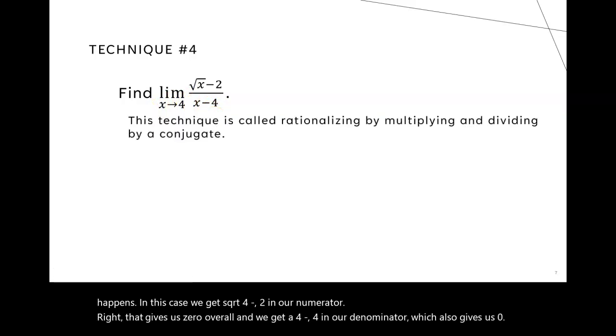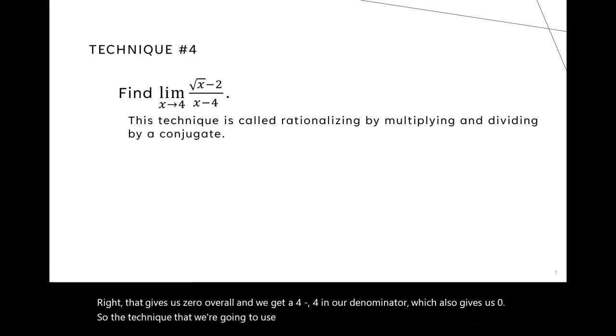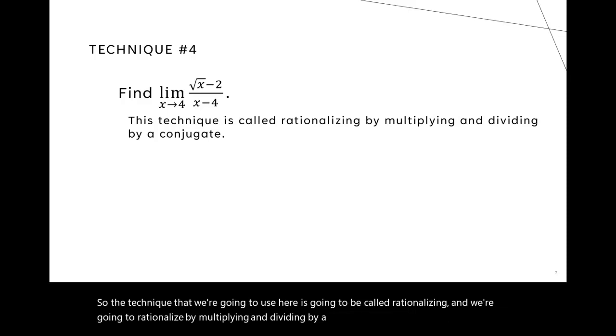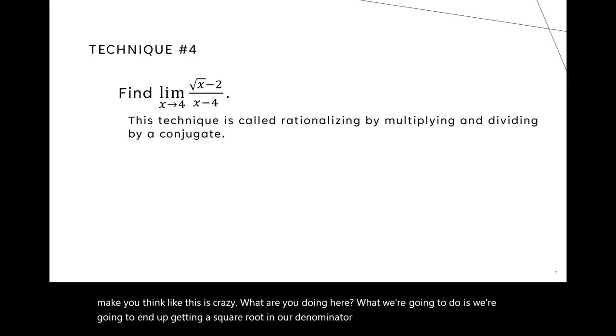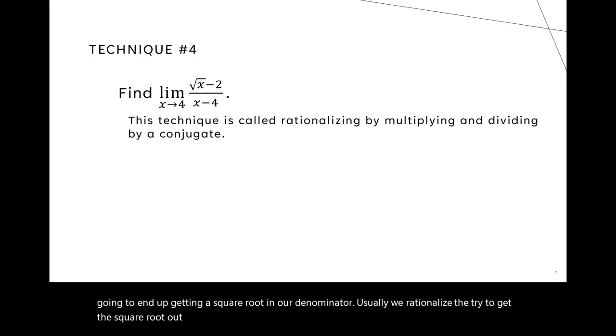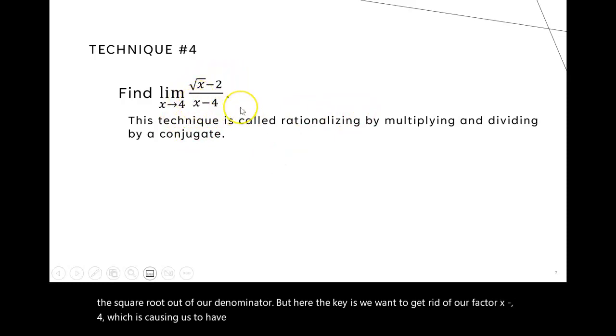The technique we're going to use here is called rationalizing, and we're going to rationalize by multiplying and dividing by a conjugate. Now, your algebra brain might make you think, this is crazy. What are you doing here? We're going to end up getting a square root in our denominator. Usually we rationalize to get the square root out of our denominator. But here the key is we want to get rid of our factor x minus 4, which is causing the divide by 0 error.